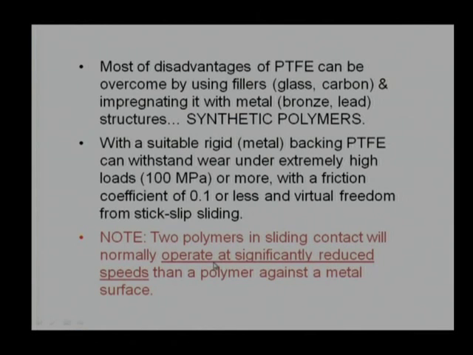That is why this note says that two polymers in sliding contact will normally operate at significantly lower speed than a polymer against a metal surface. One reason is that metal has a high thermal conductivity, and high sliding speed means high friction heat. High heat requires high dissipation, which the metal has, but otherwise it does not. So we say this kind of polymer pair will be recommended when we have low speed conditions.